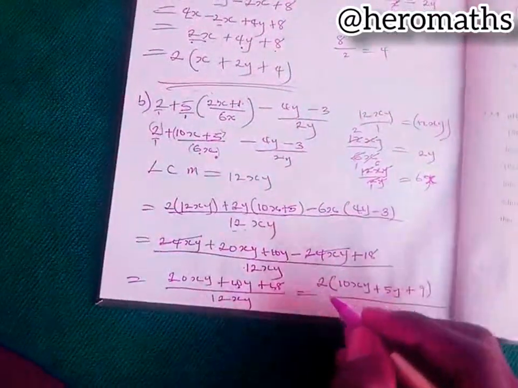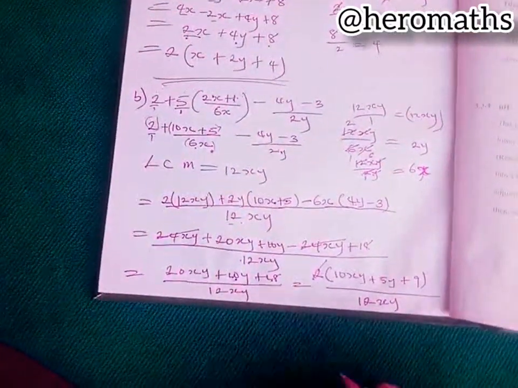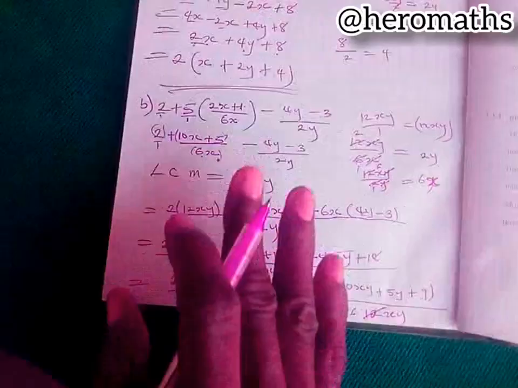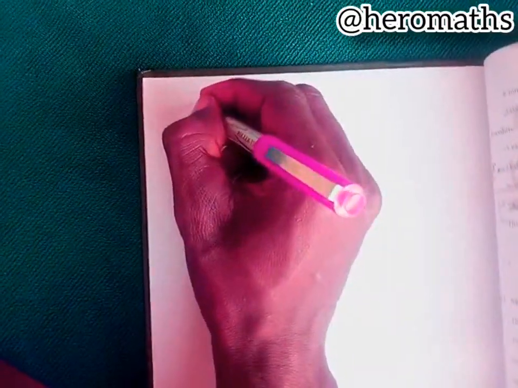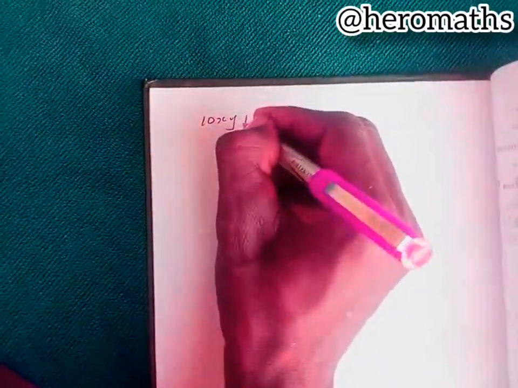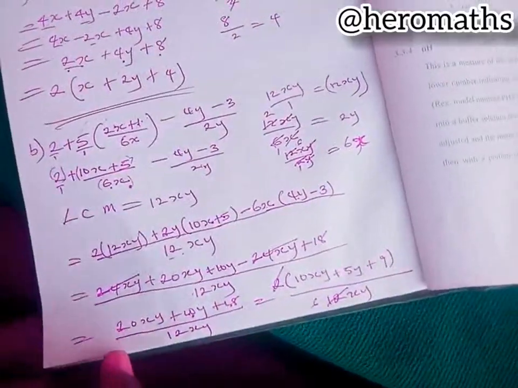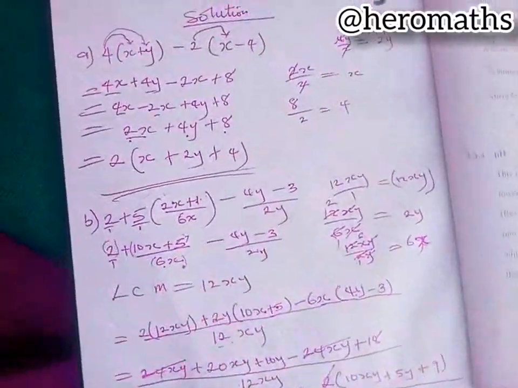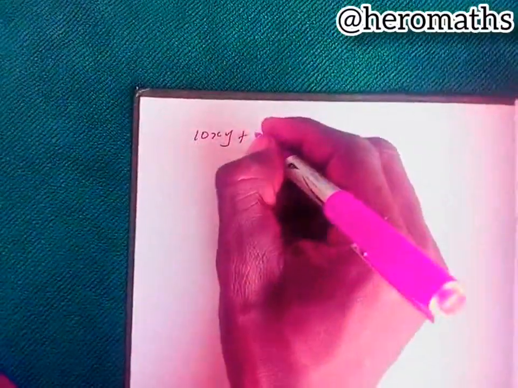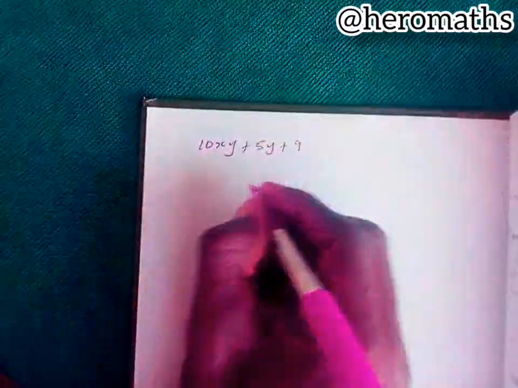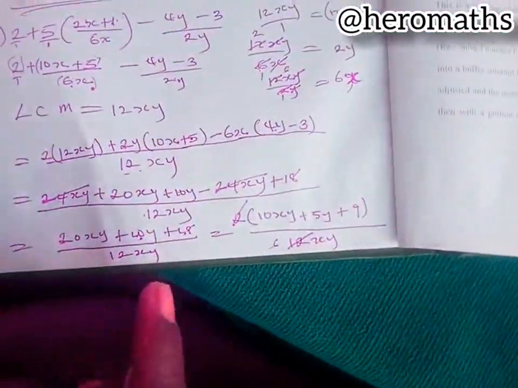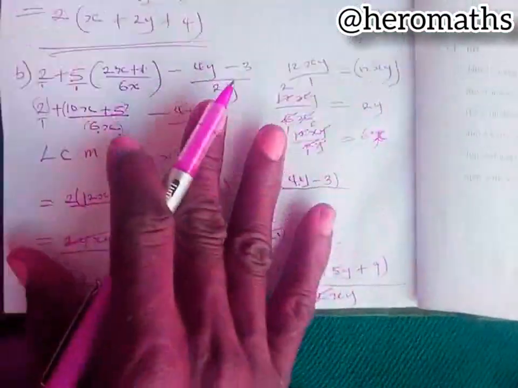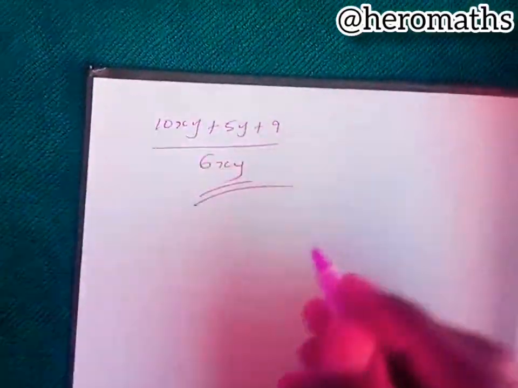Now you can see that 2 here 1 time, 2 here 6 times. So the answer will be 10xy plus 5y plus 9, all divided by 6xy. Yeah, okay, cancel here 1, cancel here 2. Yeah, this is the final answer.